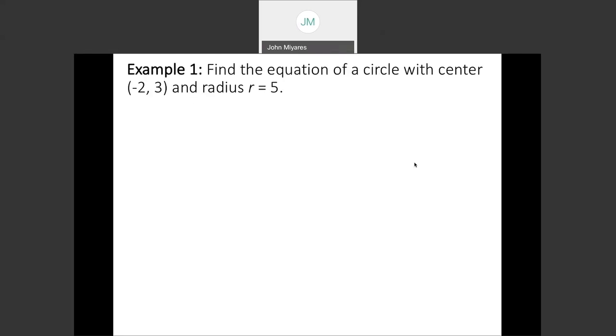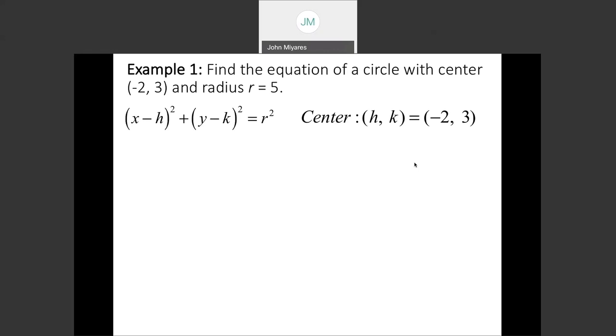Here's the first example. Find the equation of a circle with center point at (-2, 3) with radius 5. The first step in finding the equation of this circle is to write down the general equation in standard form: (x - h)² + (y - k)² = r².